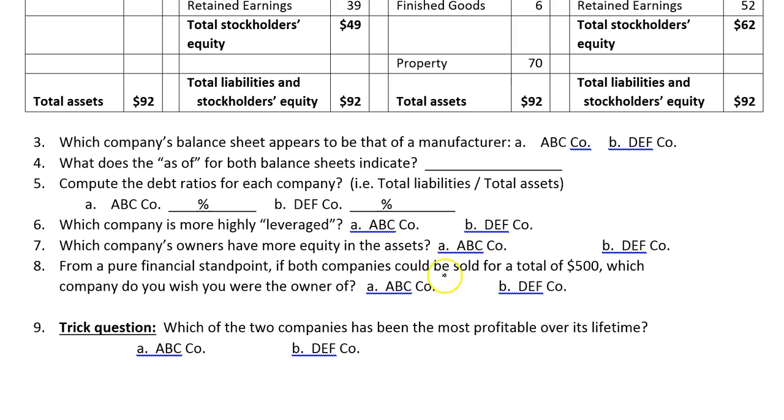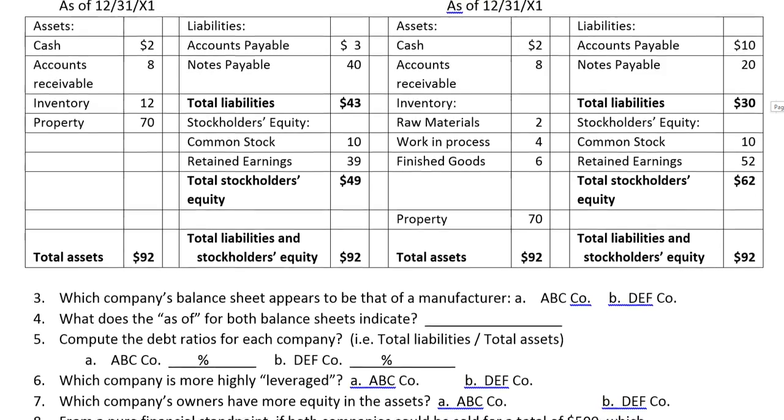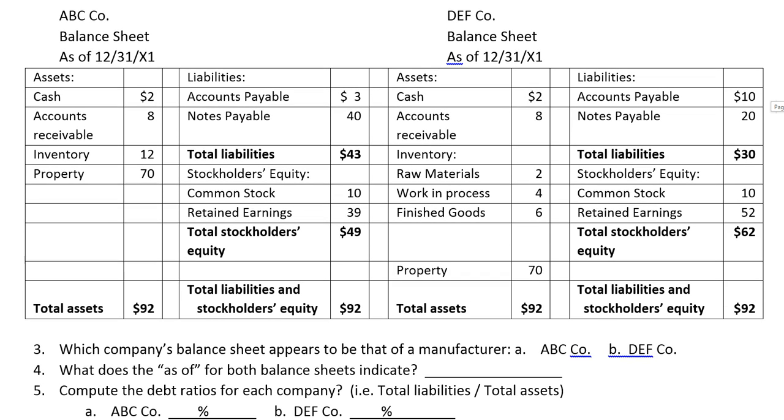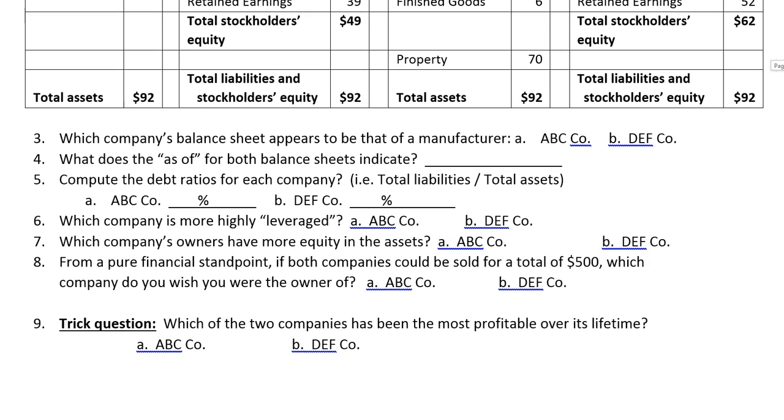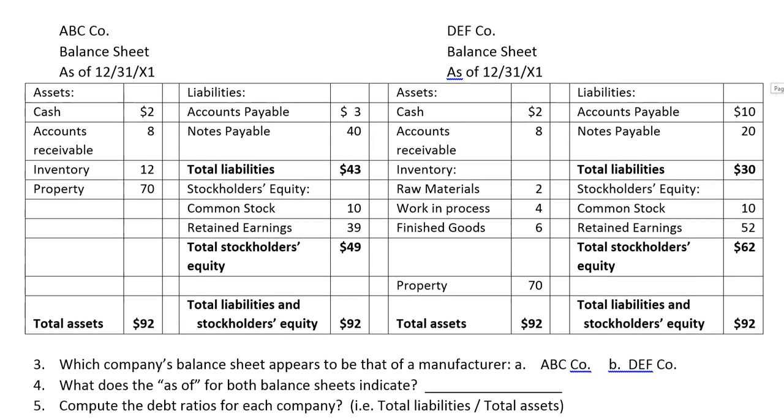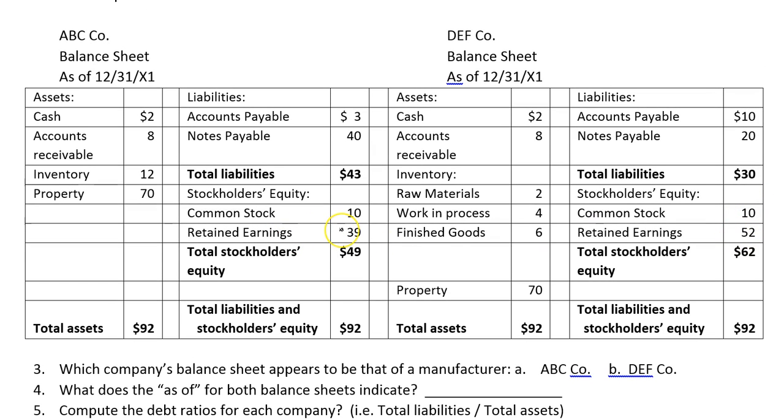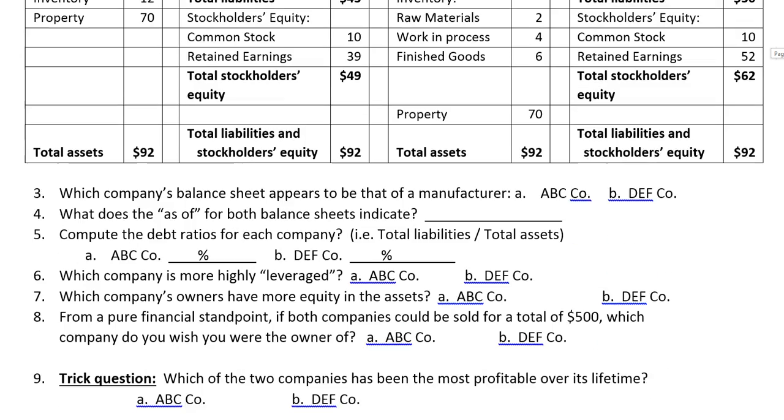This last one is a little tricky. If both could be sold for a total of $500, which company do you wish you were the owner of? In some ways it's kind of tricky because you don't really know what their business is and how they've done in the past because you only have a balance sheet. But if you're just focusing on the equity and which one has a higher percentage ownership of the company's resources, that might give you an idea of which one you'd rather be the owner of. Which of the companies has been the most profitable? This one's a little tricky because all you see is their equity now, what their retained earnings are now, but you don't know what their income has been in the past because some of it could have been contributed. So I'll let you think about that.